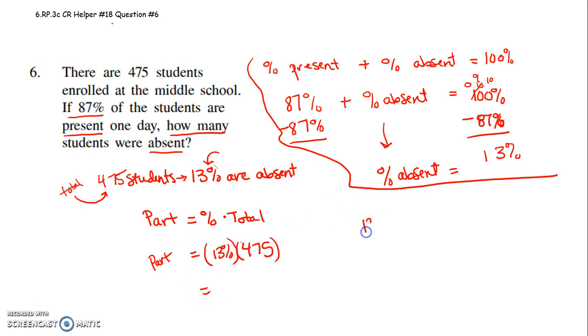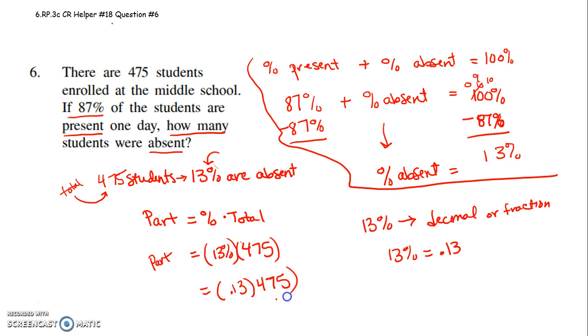The 13%, you have to take your percent and write it as a decimal or a fraction. I'm going to choose to write it as a decimal. 13% as a decimal is 0.13. So I'm going to do 0.13 times 475. I really do wish I had a calculator, but I don't.